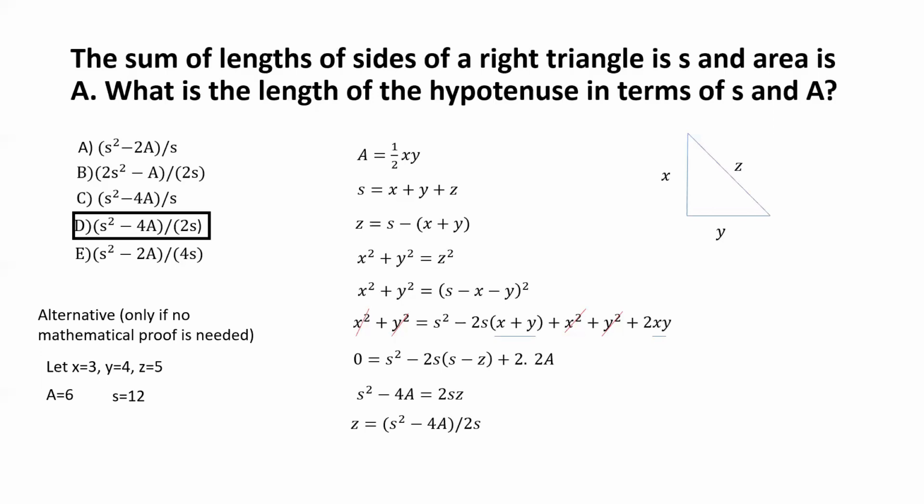Now, what you need to do is simply plug in the values that are given in the 5 different options. So plug in A equal to 6, S equal to 12 for option A, option B, option C, option D, option E, and whichever option gives you z equal to 5 would be the correct option. I'm not doing that for every option, but if you actually do that, you'll be able to verify that option D is indeed the right answer, because it gives you a value of 5, and that was the value of z you started with.